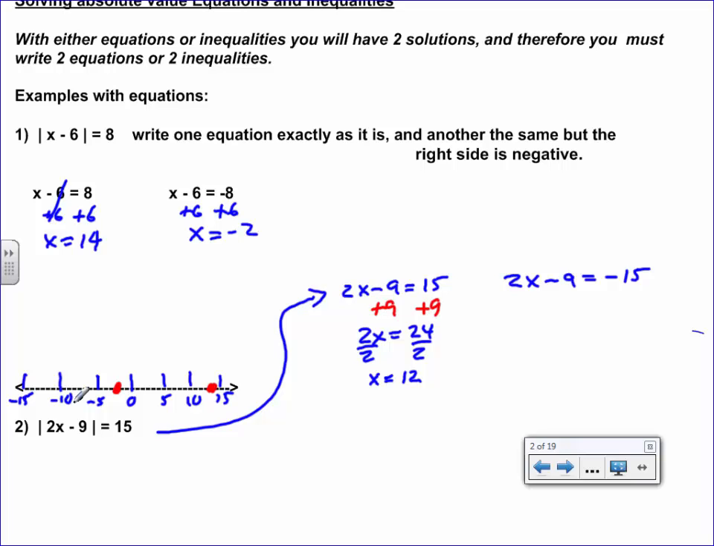Go over to the other side. Add 9, add 9. So we have 2x equals negative 6. Divide by 2, divide by 2. X equals negative 3. And those would be your two solutions. Again, you could plug them into this original absolute value equation, and you would find that both of those are true.